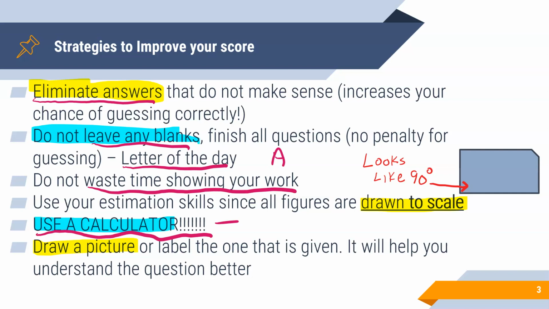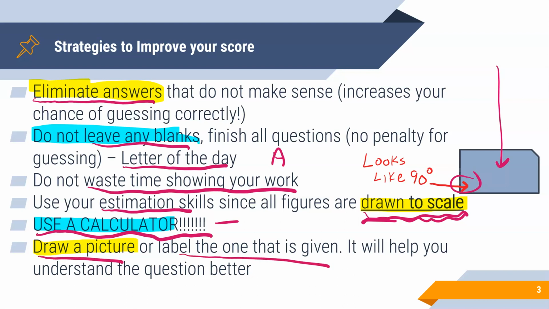Another really good technique to use is your estimation skills, okay? Particularly because all figures are drawn to scale. If we look at this picture over here, this angle in the bottom left-hand corner looks like it's 90 degrees. So guess what? It is 90 degrees. Use that to help you. And if there's no picture provided and they're talking about rectangles or parallelograms, draw the picture and then label it if it's given to you, right? Label it if it's given to you. This is going to help you understand the question a lot better.